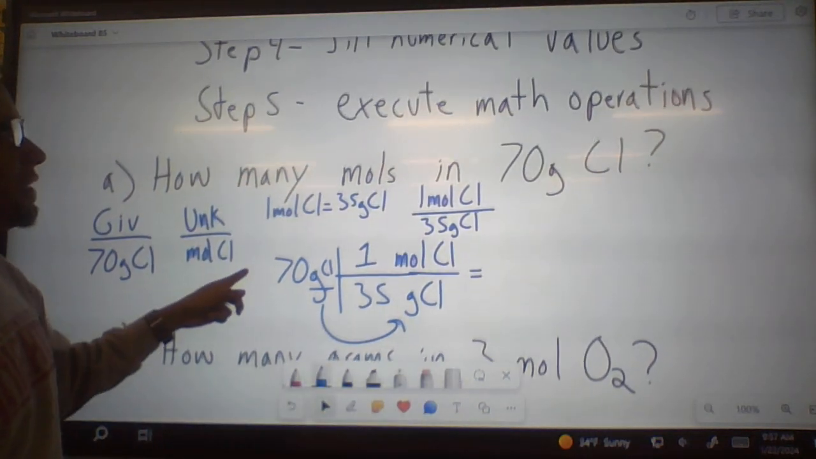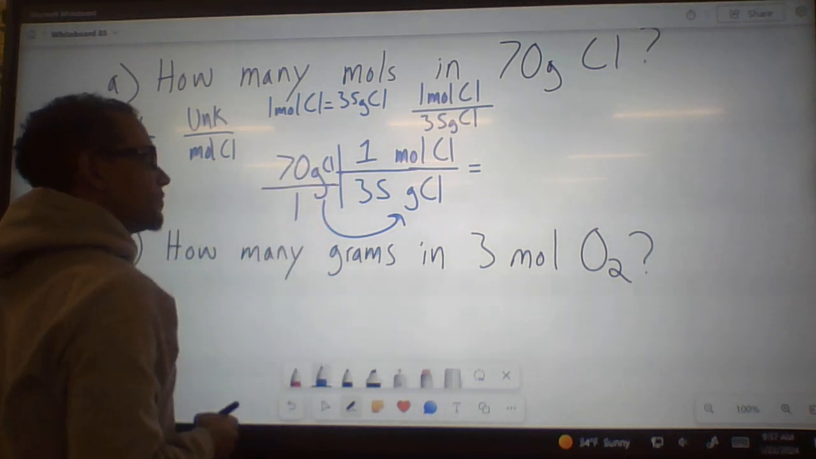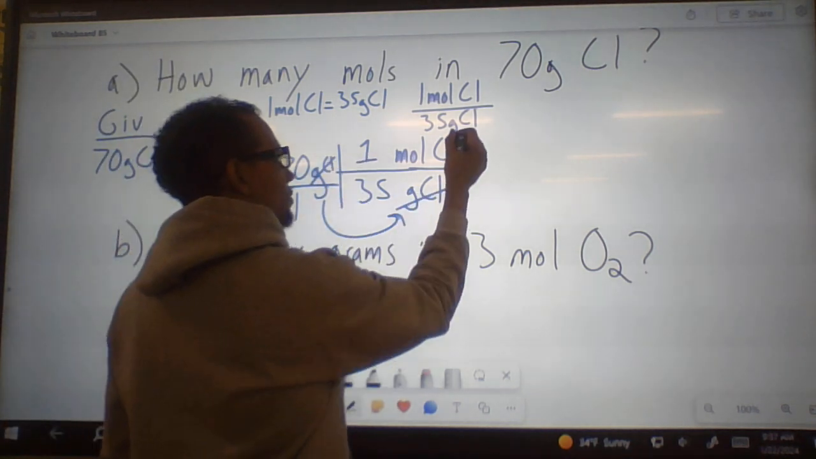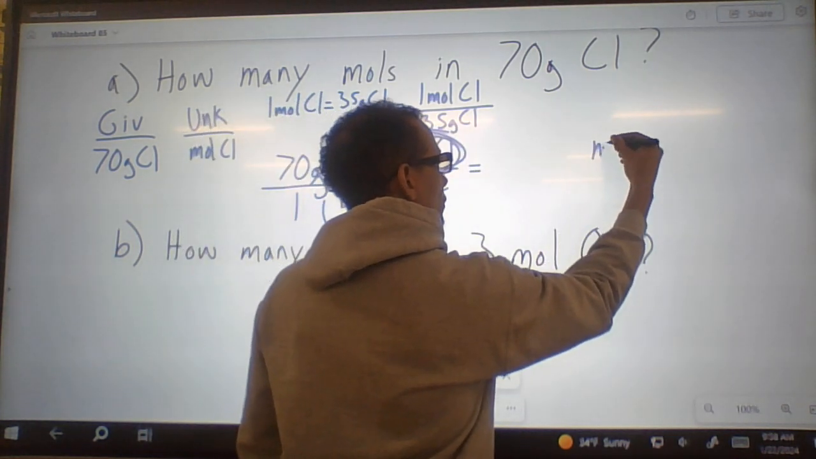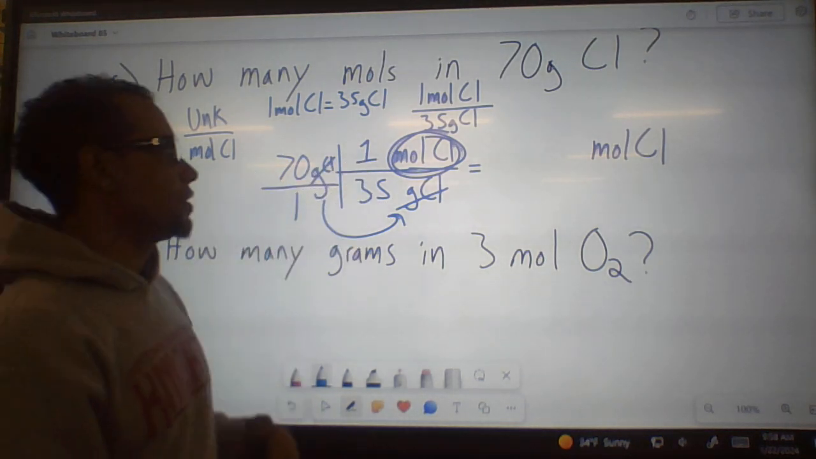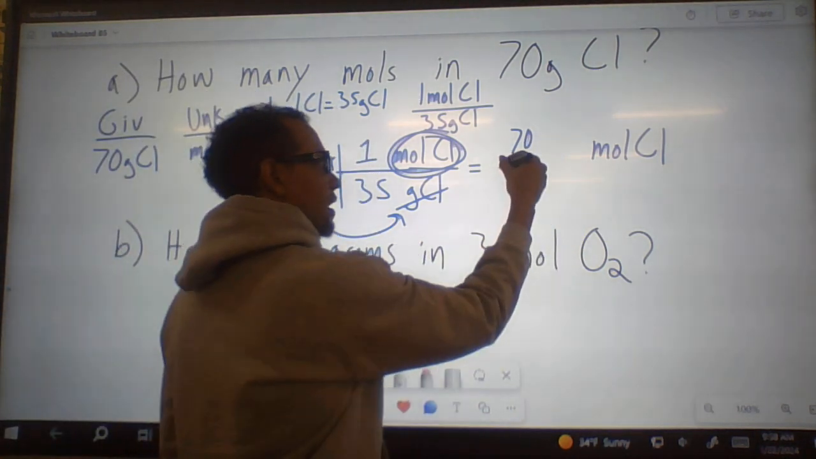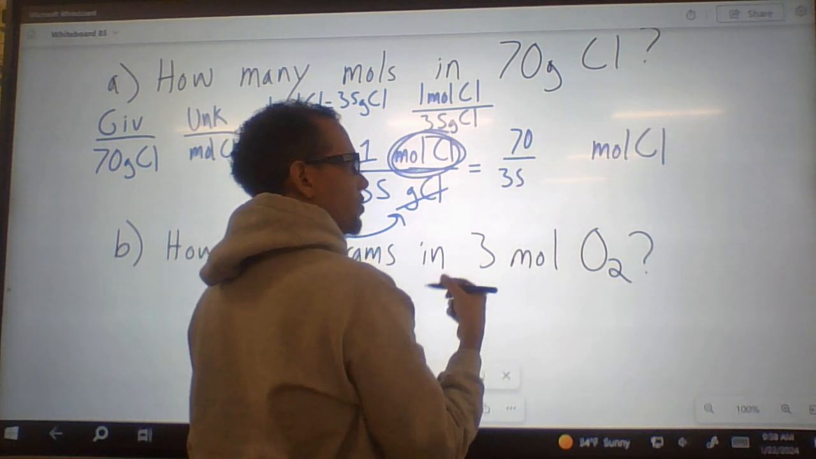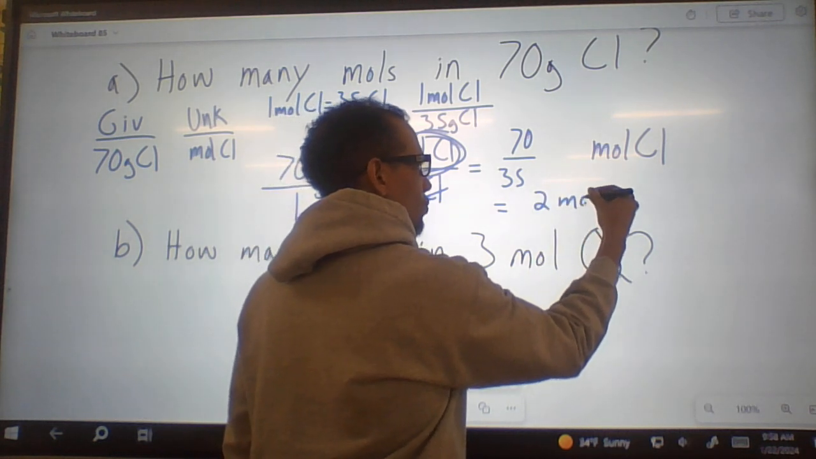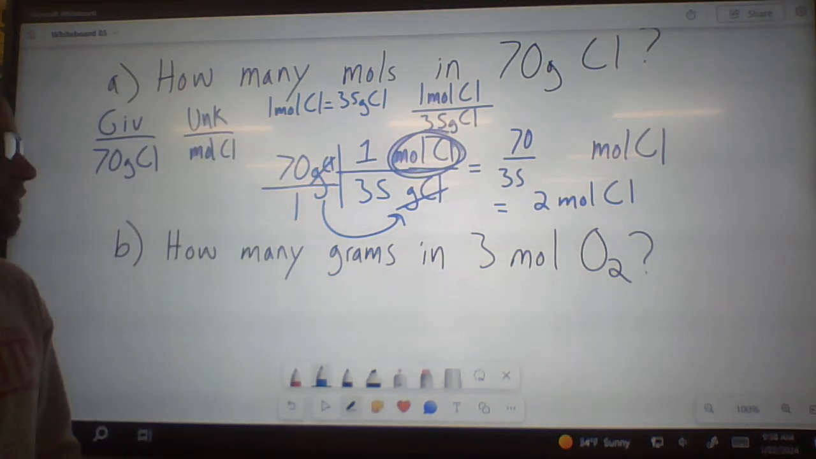All right, and now we need to execute the math operation. So this is just 2 fractions. I just consider this 1 fraction, and then this is another fraction. So gram chlorine over gram chlorine, those cancel, and I'm left with this unit, mole of chlorine. And then now we have 70 times 1. That's my numerator. And then 1 times 35 in the denominator. Okay, well that's just going to reduce. So we can reduce that down to 2. So this would be 2 mole Cl. It's too easy. This is too easy.